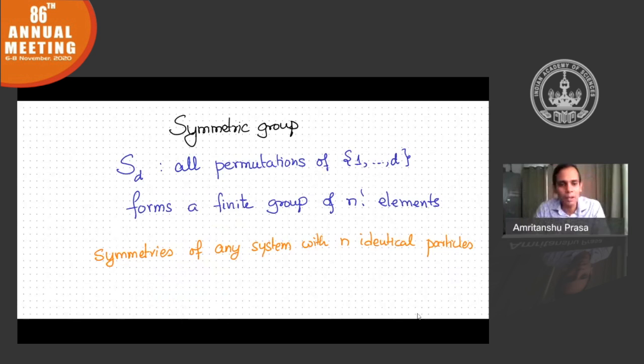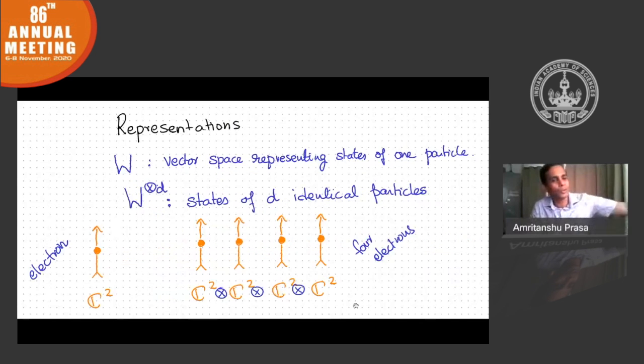Now, when we look at groups, they also come along with representations. So let me tell you some ways where representations of symmetric groups arise. Suppose you have a particle whose states are represented by some vector space W. Then if you have D identical particles like that, their combined possible states would be represented by the vector space W tensored with itself D times.